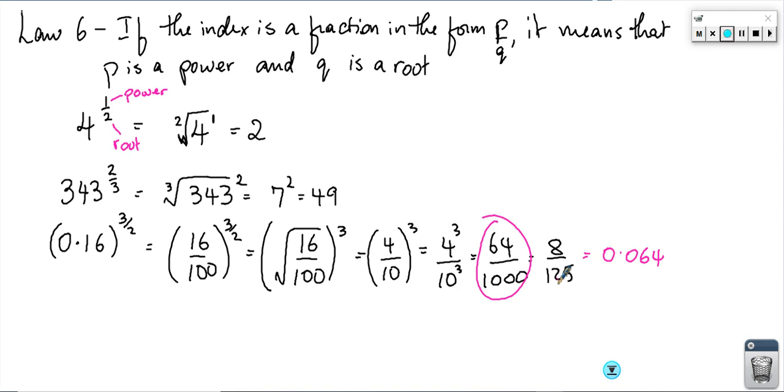Now, sometimes we might have some simple problems which we need to solve on indices. I'm going to show you a few examples on how to use indices. So, using indices. Suppose I have to work out, showing all working.